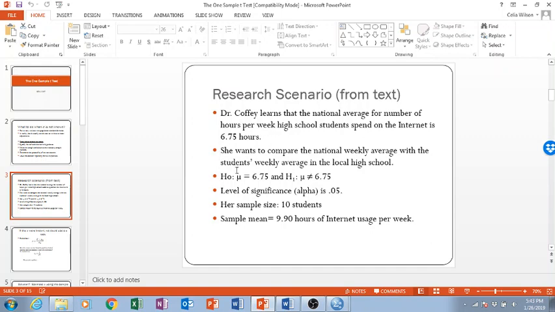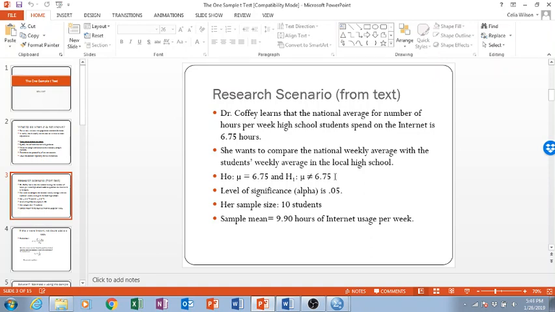So just like before, we're going to set up that null hypothesis. So H sub O, remember, is the symbol for your null hypothesis, and it is saying the mean of the population of her local high school is also equal to 6.75. So in other words, there's no difference between her students and the national average as far as internet hours go. Her alternative hypothesis, so H sub 1, she set it up as the mean of the population of the local high school does not equal 6.75.